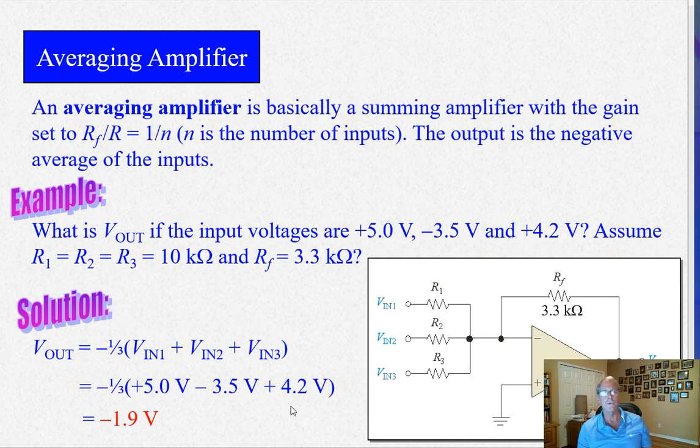Now, what if you have 4 resistors? In other words, 4 input voltages, all 10K. How do you do it? Oh, you have to change this RF from 3.3K to 10 divided by 4, which is going to be 2.5K, if my math is working. So that resistor would change to 2.5K. And you'd get the average of all 4, and so on. Okay? So that's an averaging amplifier.